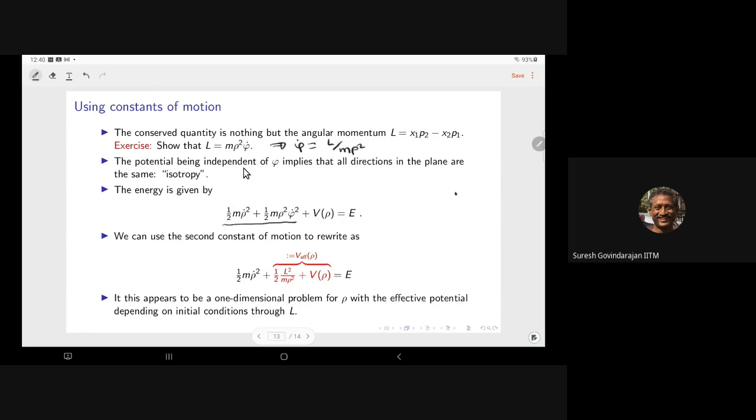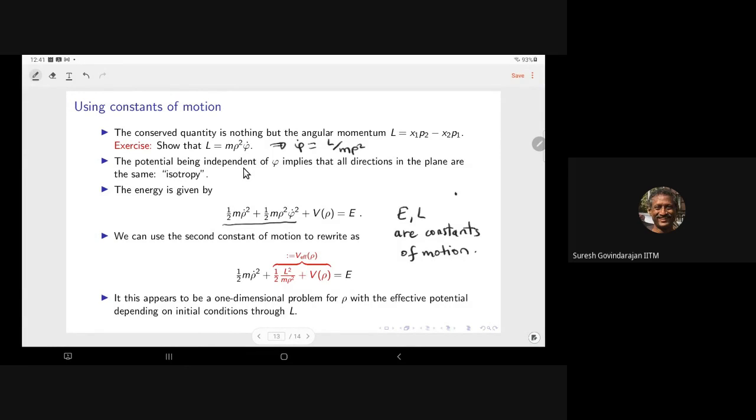Okay, so this now looks like a one-dimensional potential. It's a motion in 2 dimensions for sure, but what I'm saying here is that we can write an effective potential which depends on L. E and L are constants of motion, and you have to give me those numbers from the initial conditions. So it appears that we get a one-dimensional problem for rho with an effective potential depending on the initial conditions through L.